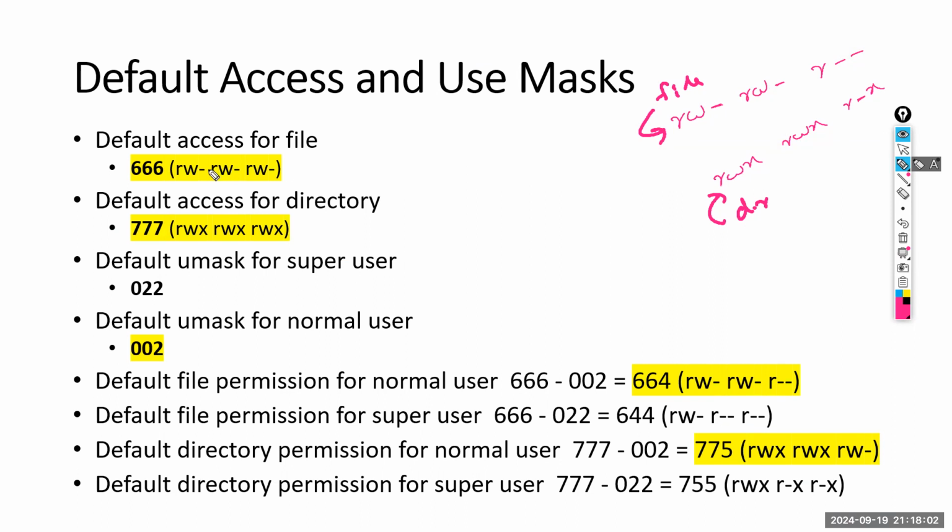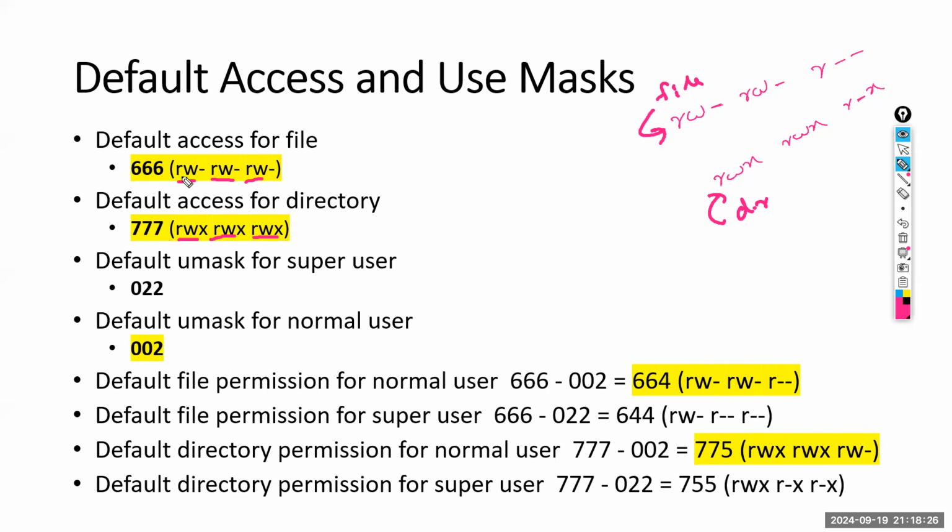There is something called default access. By default, access for a file is RW, RW, RW. Default access for a folder or directory is RWX, RWX, RWX. In other words, it is 777 for a directory, and this is 666 for a file.